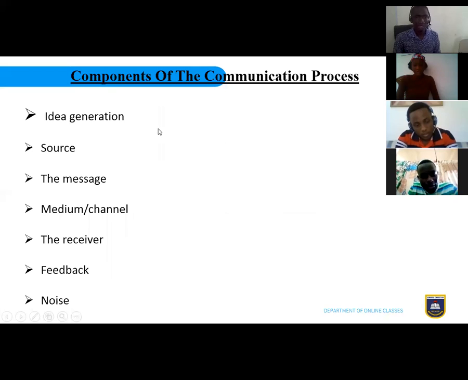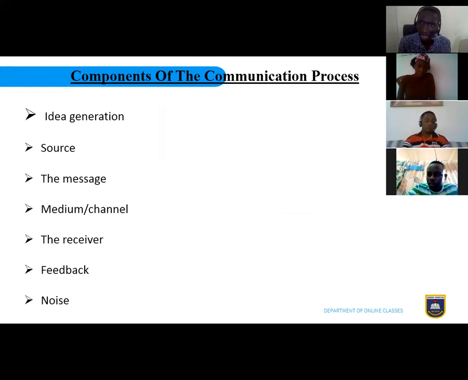So I've already explained these, all right? But these are the components of the communication process. You get the idea: the source, the message, the medium, the receiver, the feedback. There is something called the noise. In communication, noise can happen. And noise is anything that will make the receiver not understand the message given to him by the sender.